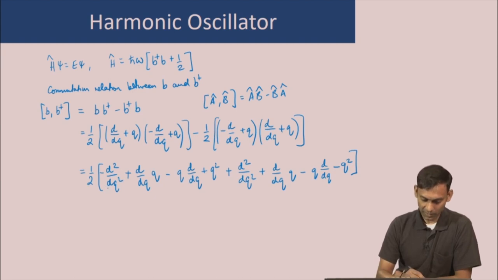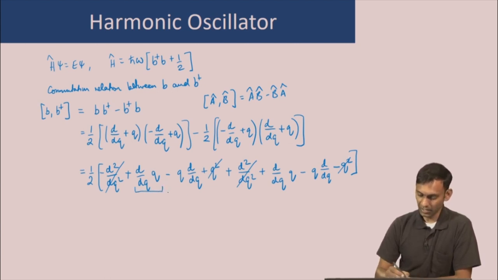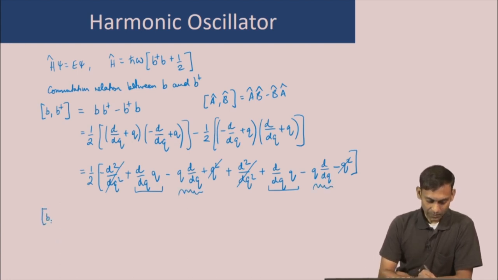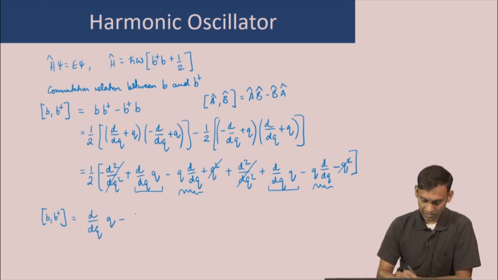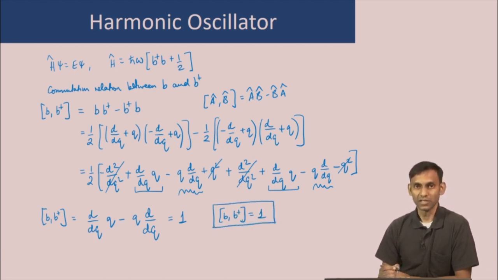Several terms here cancel. So, for example, this first term cancels with this term, and the q squared term cancels with the minus q squared term. And furthermore, this term d by dq times q appears twice. And similarly, this term here appears twice. So, we can write this b, b dagger commutator as d by dq q minus q d by dq. And this operator we have seen is simply equal to 1. We have just derived this in the previous slide. So, the final result we get is the commutator of b, b dagger is equal to 1, which we will use in our derivation going ahead.